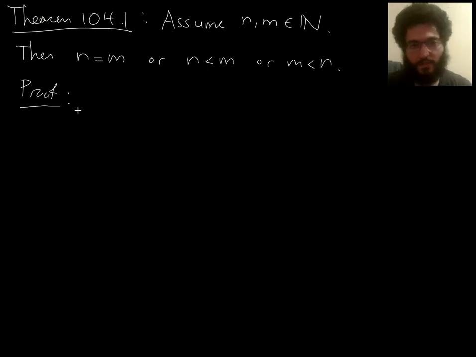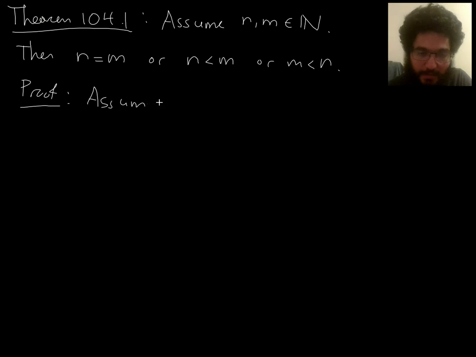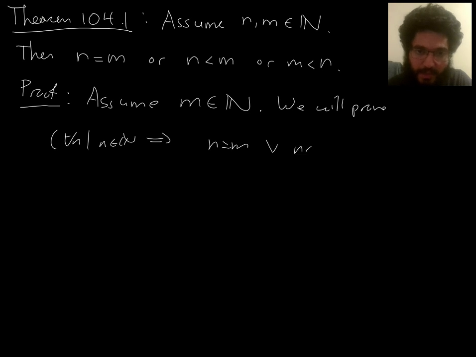Now, this will be by induction, and we're actually going to use previous results that themselves use induction, but this result also itself will use induction. So there are two choices of which variable to do induction on, and I'm going to fix m, so let's assume m is in natural numbers, and then I'll do induction on n. So we will prove that for all n a natural number, either n equals m, or n is less than m, or m is less than n.